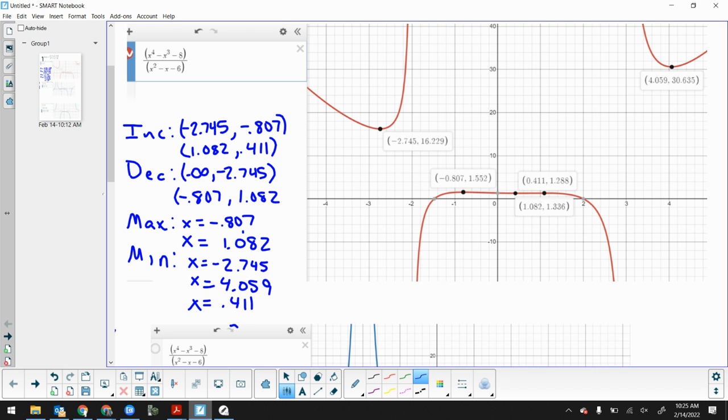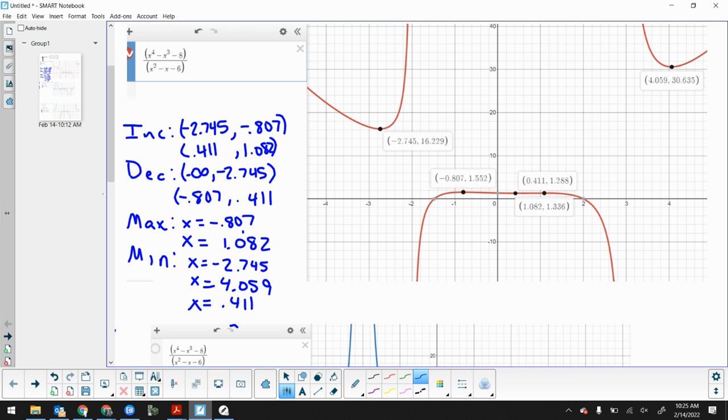I think you have the 1.082 and the 0.411 flipped again. Oh, duh. I did that. You're right. There we go. Yeah, because 0.411 comes before 1.082, doesn't it? Yes. 0.411 to 1.082.